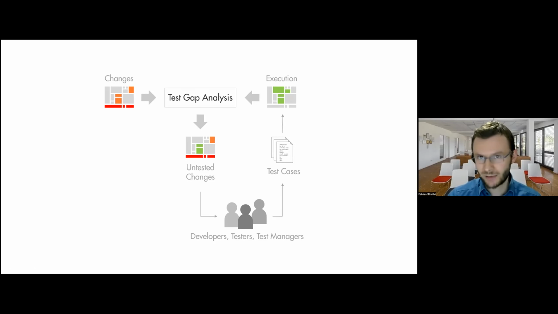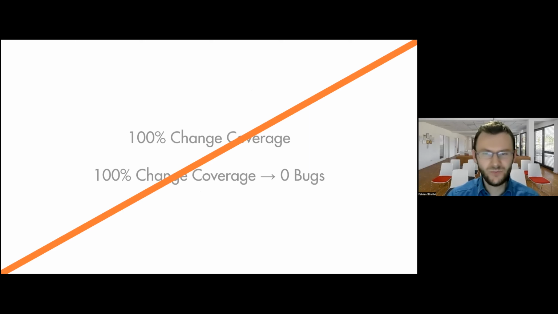Two important caveats at this point. First, the goal here is not in the end to have everything green, i.e. have 100% change coverage. Because we started out with the problem that we as testers don't have enough time to test everything. And usually that doesn't change because we introduce test gap analysis. We still don't have enough time to test everything.